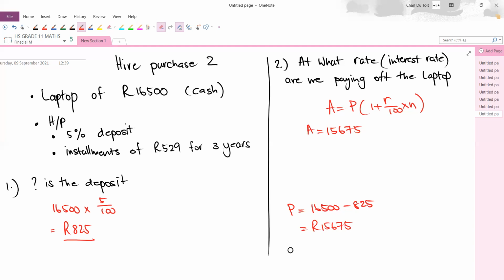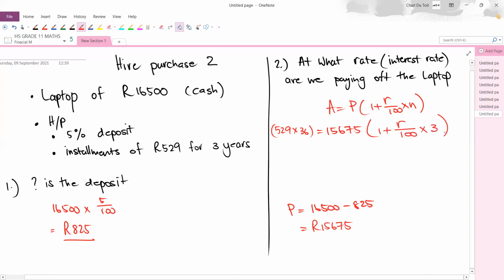But we can also calculate the accrued amount. We are still going to pay 529 Rand 36 times. Is that true? That's the total amount we're going to pay, that's your end amount. So your debt is going to start with this amount, but you are going to pay all of that. You with me? A is the accrued amount. That's the total amount you're going to pay, and that is 1 plus, we don't have the rate, and that is 3 years.